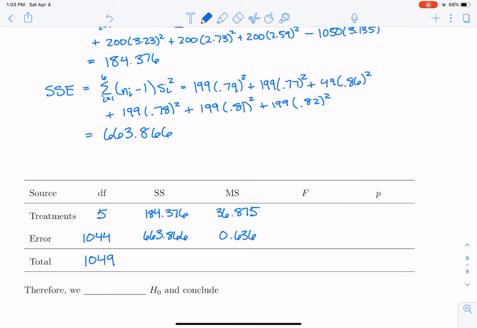Okay, the degrees of freedom total is 1049. That's n minus 1. And then for the sum of squares total, I'm going to add the two sums of squares. So that's 848.243.